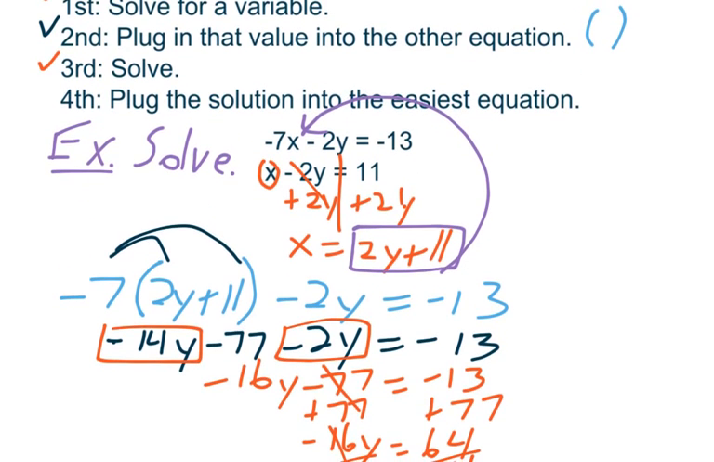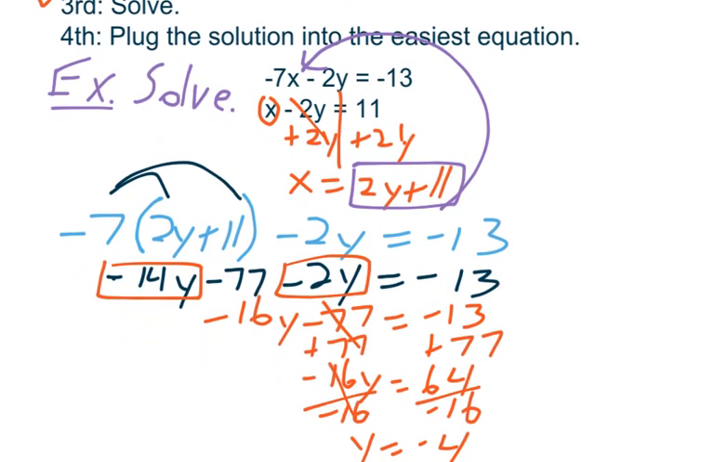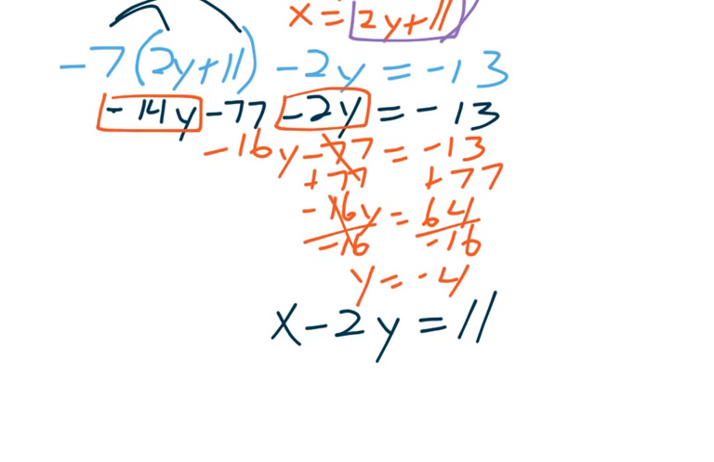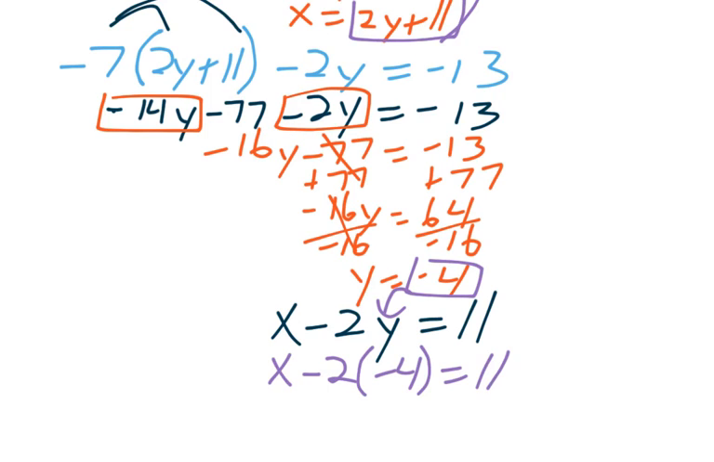Now my notes tell me to plug that solution back into the easiest equation. Look back up here. Which one looks easier? Well, this one looks easier because it doesn't have a number in front of the x. So I'm going to plug it into the bottom one, the x minus 2y equals 11. And I'm just going to write that equation down. X minus 2y equals 11. And I'm just plugging in that negative 4 in for this y. So I'm going to rewrite it x minus 2, parentheses, negative 4, equals 11.